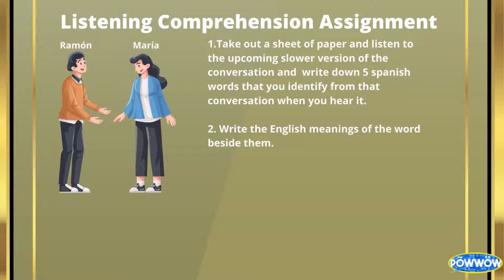Now we have an assignment. That's right, we have an assignment. So what I'd like for you to do is take out a sheet of paper, and I have added a slow version of the same conversation that you just heard. I've included it in this lesson. So take out a sheet of paper and write down 5 Spanish words that you identify when you hear it in this next conversation. And if you know the English meanings of those words, go ahead and write those as well, and we will discuss everything after that. Here we go.